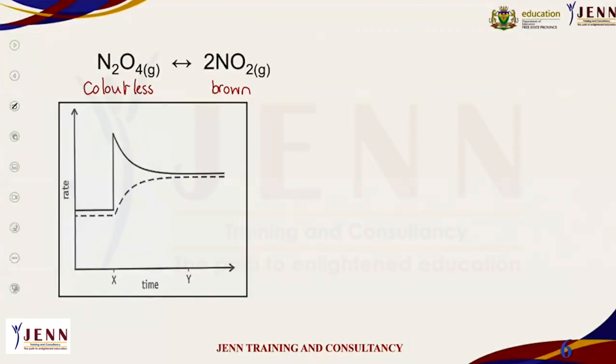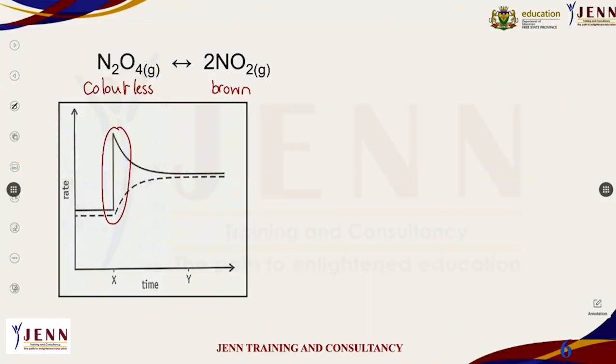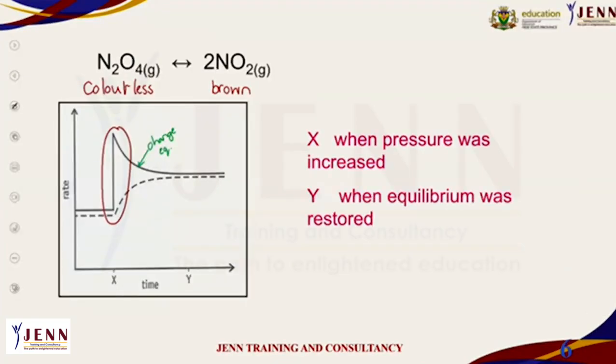Now I can change the rate of my reaction, and just important there, again, you will see there was a change. I added something there. So there's my change, and there's my equilibrium part again. So that was the change in the equilibrium. So just as the previous graph, you will see more or less the same. It is again a rate against time graph. So just make sure you look at your graph. Okay, so X was when the pressure was increased and Y when the equilibrium was restored.